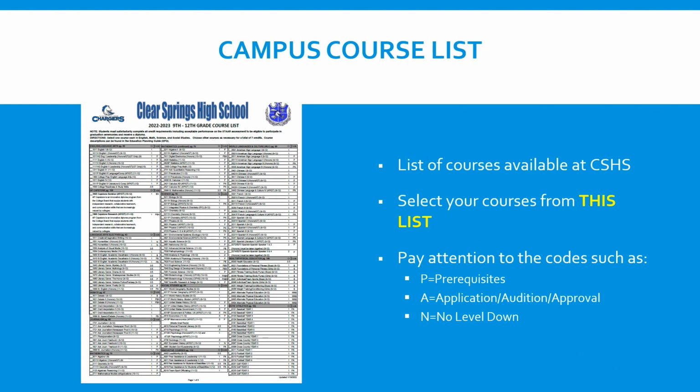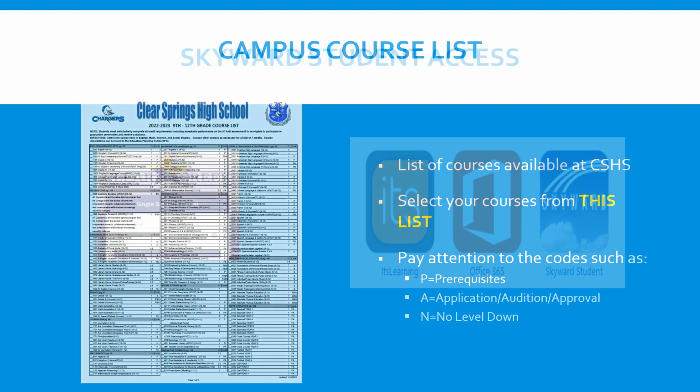Not sure what courses are available or don't know the course number? You can refer to the course selection list. This lists all of the courses offered at Springs. Be sure to pay attention to the codes. They give you additional information about the courses like prerequisite, application, or approval requirements. They also tell you which courses do not have a level down option. Again, pay attention to the codes.